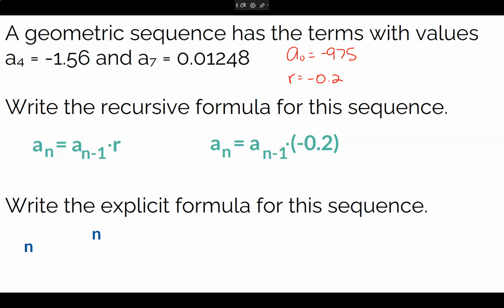All right, now it wants me to write the explicit formula. Well, it made me find A0, so I'm going to find the formula using A0. So AN is going to equal my A0 times my ratio raised to the n. So I replace my A0 with -975. I replace my rate with the -0.2. Again, notice the parentheses. Make it a habit. That way negatives won't ever trip you along the way.